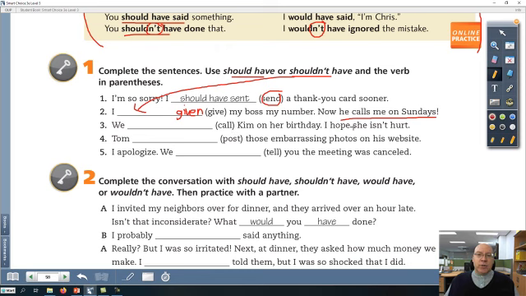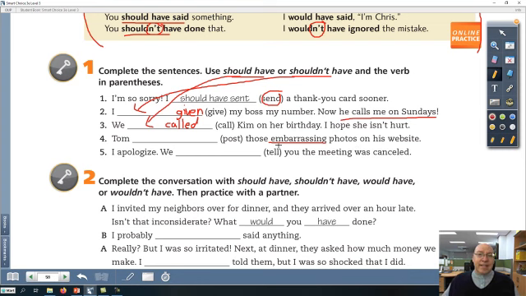Sounds like they didn't do something, but they should have. Okay, so here we say we should have past participle here, PP. We should have called Kim on her birthday. I hope she isn't hurt. We should have called her. Number 4, Tom posts those embarrassing photos. Embarrassing. Oh, sounds like we got some regret here, definitely, when you're embarrassed, on his website.